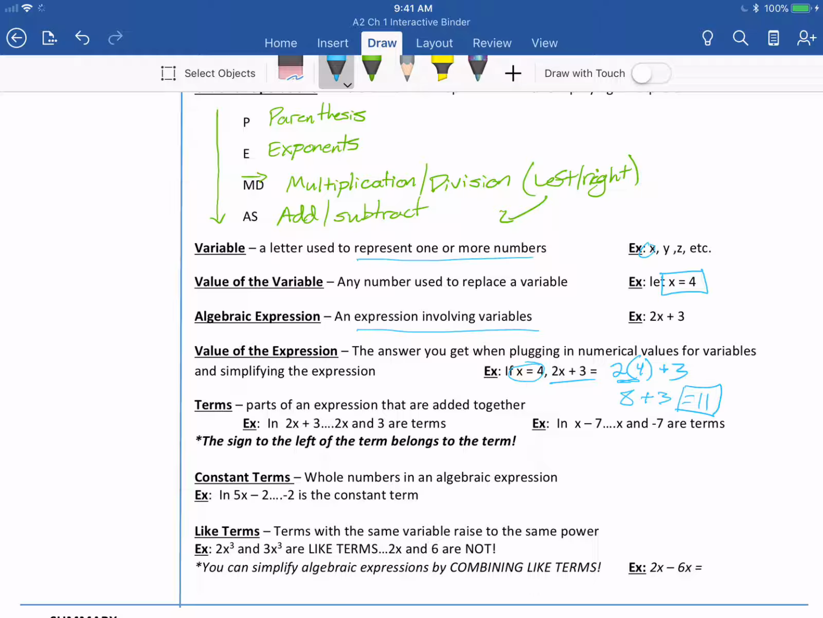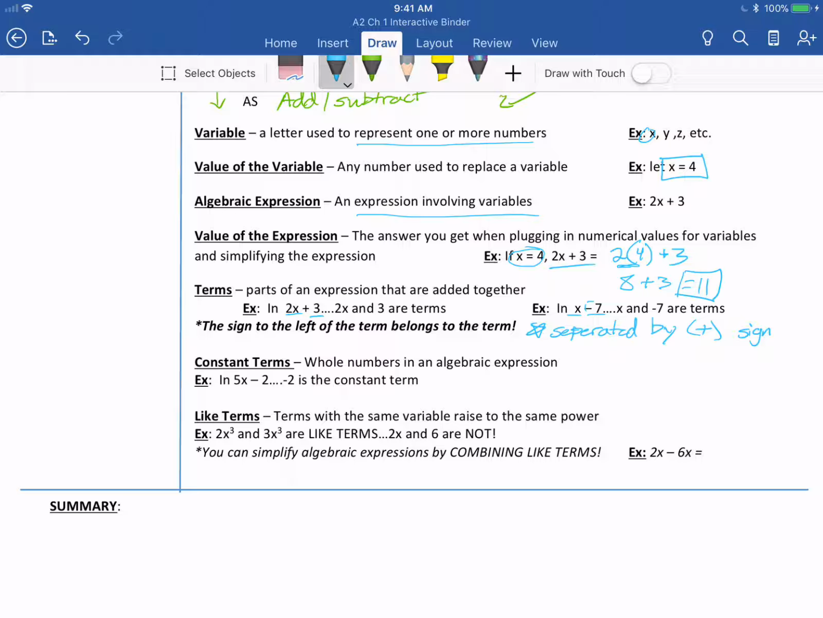Terms are the parts of an expression that are added together. So these are separated by a plus sign. Terms of an expression: in this one, 2x and 3 are both terms. So there are 2 terms here. x and -7, if I make that into plus and minus, are both terms. The constant terms are the terms that do not have any x's. So this one is -2. Those are the terms with no x's.